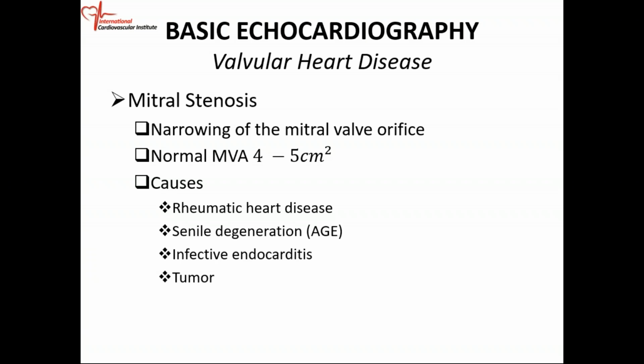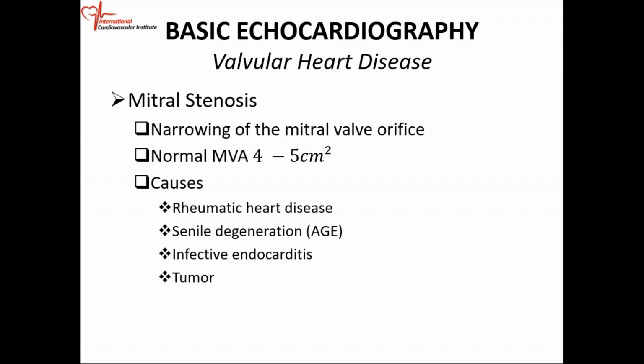But you're still going to get people traveling from underdeveloped countries to the U.S. and Europe. So you're going to see an occasional patient with rheumatic heart disease. Infective endocarditis: when you have an infective material on the mitral valve, it can obstruct the opening of the mitral valve.